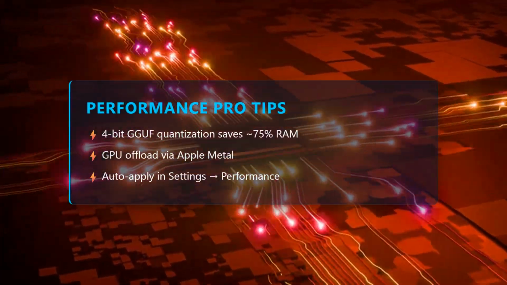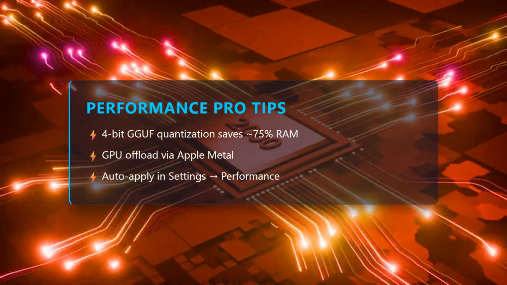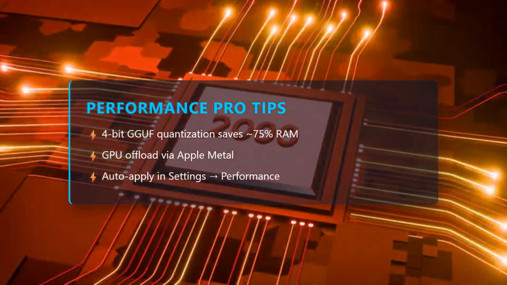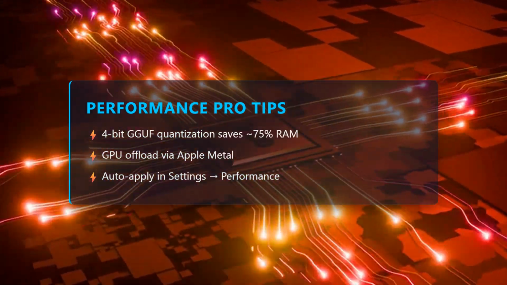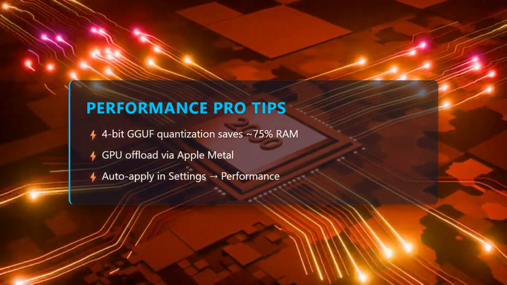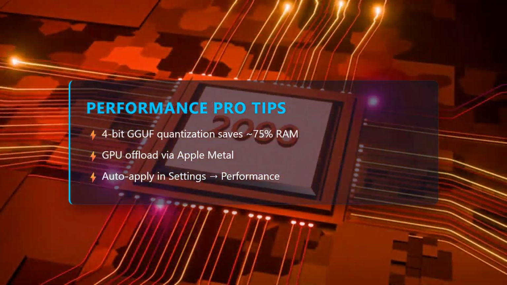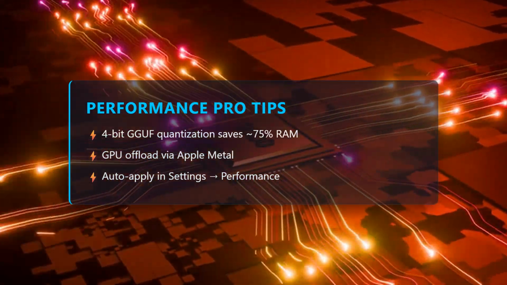To squeeze more performance out of your Mac, start with quantization. Osaurus can automatically convert a 16-bit model to 4-bit GGUF, cutting RAM usage by up to 75% while keeping quality high. Next, enable GPU offload in preferences so layers run on your Apple Metal GPU, shaving seconds off each token generation for a smoother chat experience.